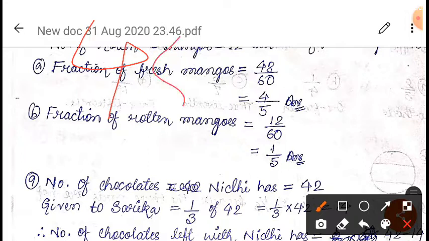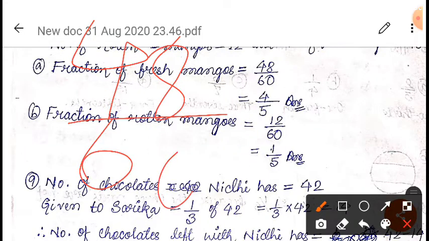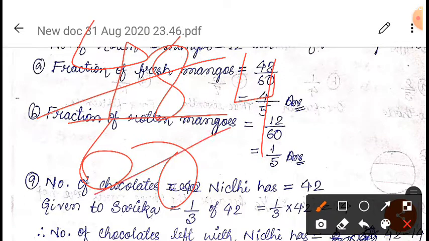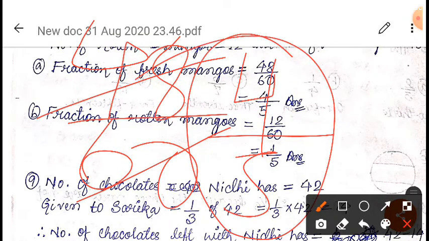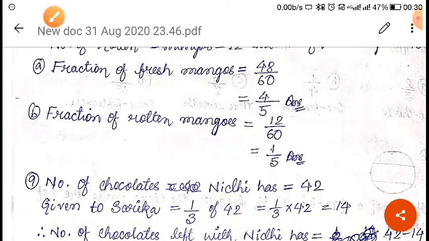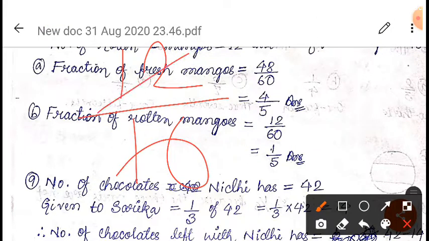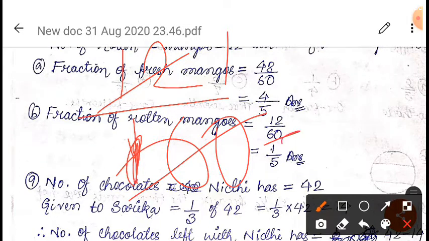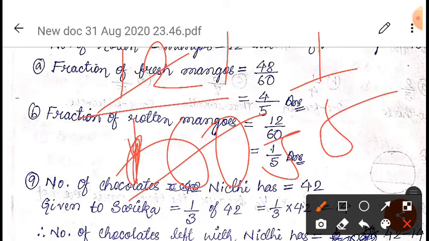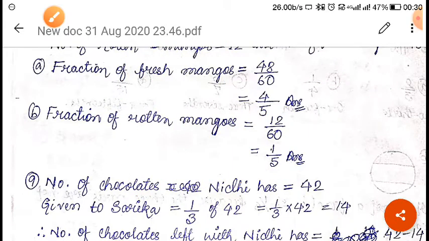48 by 60. So how can we write it? In a multiple of 12, 12 fours are 48 and 12 fives are 60. So 4 by 5. And after that, 12 by 60. For 12 by 60, how can we write it? 12 ones are 12 and 12 fives are 60, which will be 1 by 5, right? So I hope you have understood this.